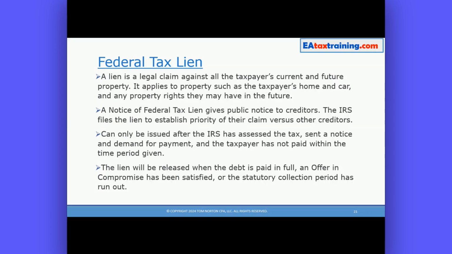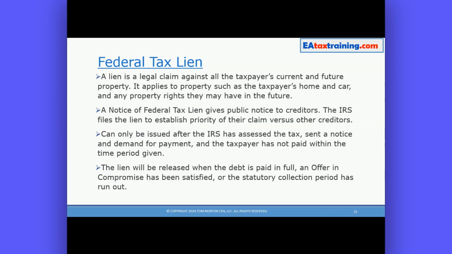Next is a federal tax lien. A lien is a legal claim against all of the taxpayer's current and future property. So it applies to properties such as the taxpayer's home, their car, and any property rights that they may have in the future. A notice of federal tax lien gives public notice to creditors. The IRS files the lien to establish priority of their claim versus other creditors.